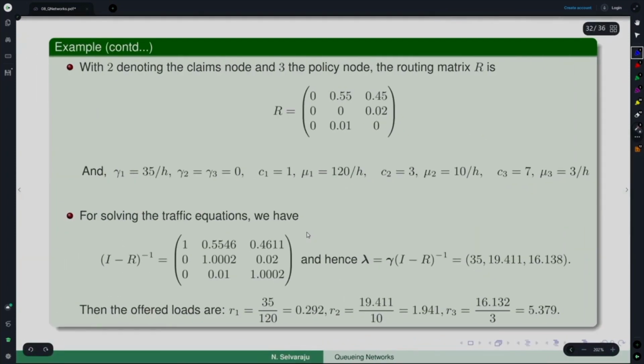So, basically what you need to do is figure out what the nodes are, how many servers there are, what the external arrival rates are, what the service rates are internally, and the routing matrix.